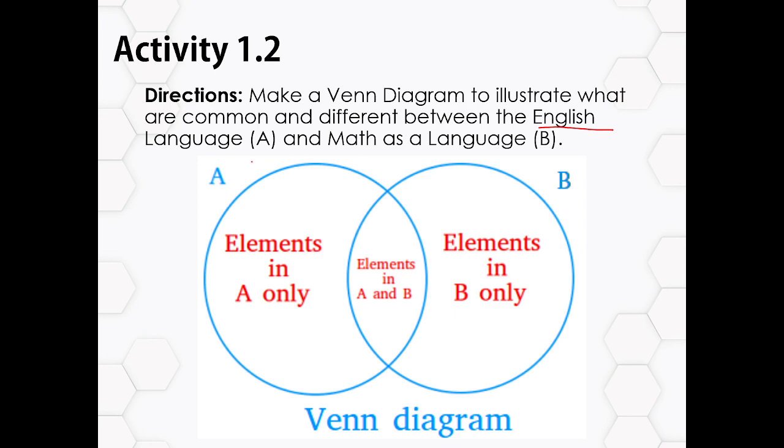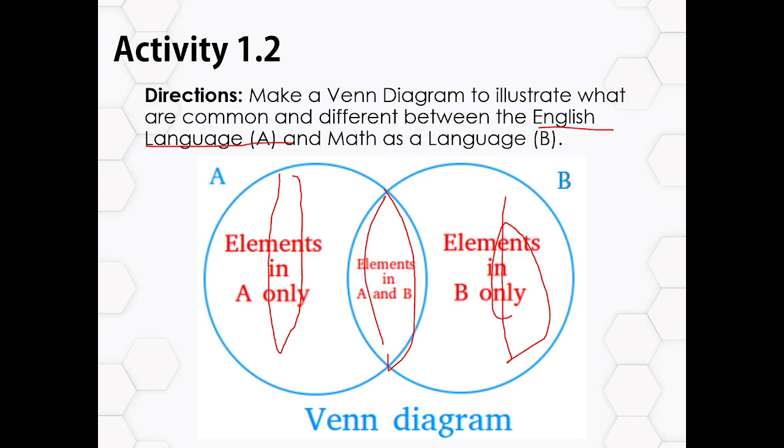English language natin shall be A. At ilalagay mo dito yung mga elements, yung mga examples, yung mga definitions na specific lang para sa A, para sa English language. Ilalagay mo naman sa B or sa column B or sa part ng circle na ito yung mga syntax, symbols, grammar, examples na specific lang para sa math as a language. At sa gitna or dun sa overlapan ng dalawang letters, ang ilalagay po sa gitna ay yung mga common between the English language and math as a language.